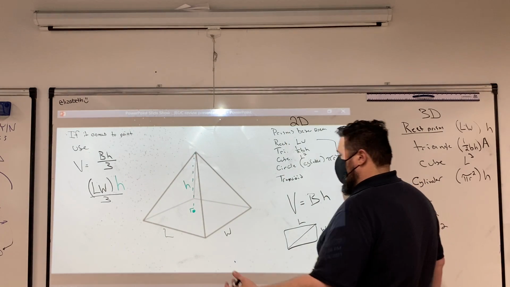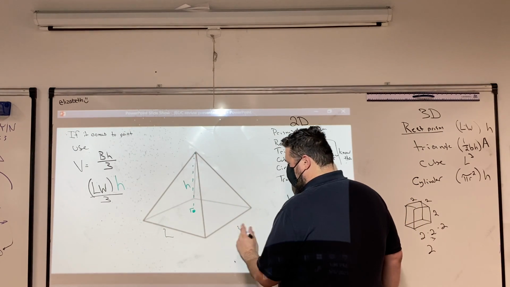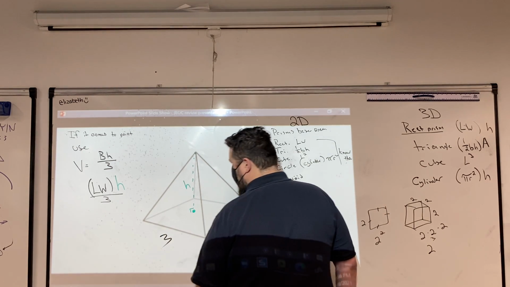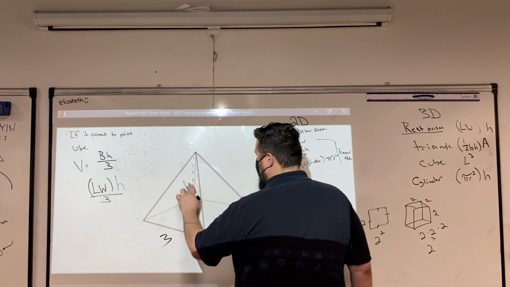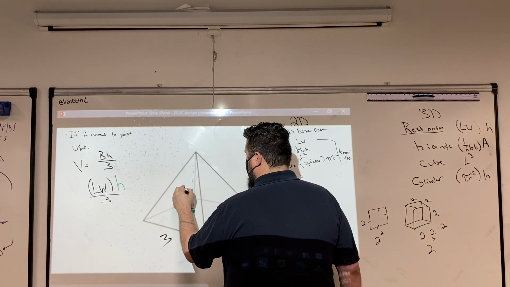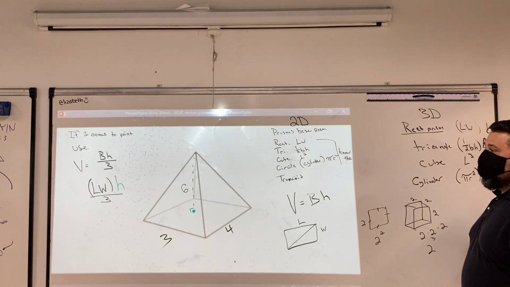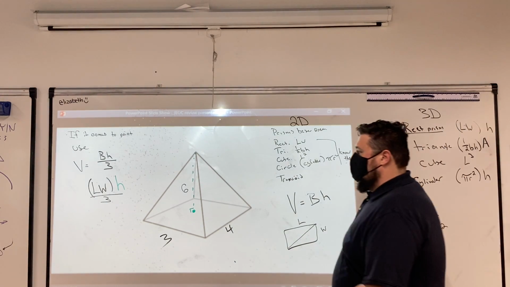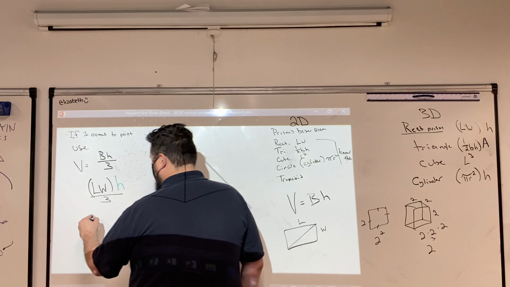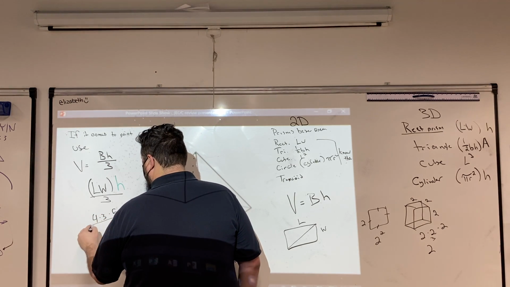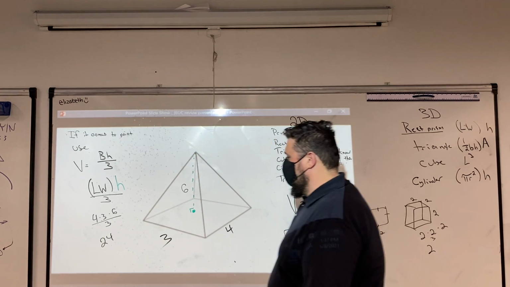So let's set this up. Let's erase this and call it 4. Let's erase this and call it 3. And let's call this 6. So, for this one, I'm going to end up with 4 times 3 times 6 divided by 3, which should be 24.